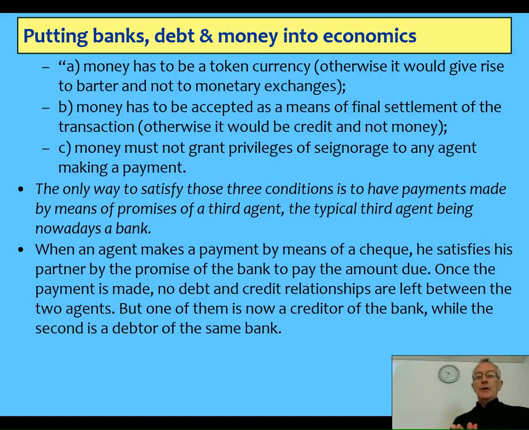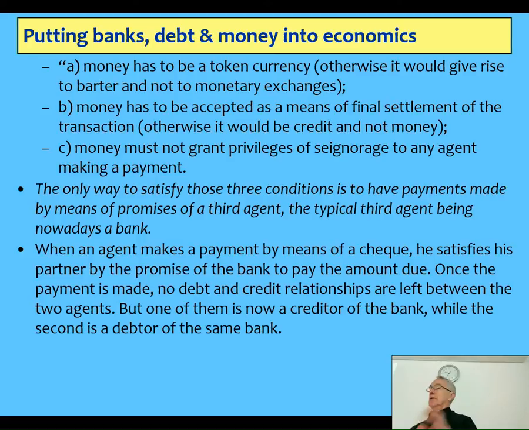But here we have the idea, he said when an agent makes payment by means of a cheque, and notice he's saying a cheque here, not a bank note, he satisfies his partner by promise of the bank to pay the amount due. So once the payment is made, no debt and credit relationships are left between the two agents, buyer and seller, but one is now a creditor of the bank and the other is a debtor of the same bank.